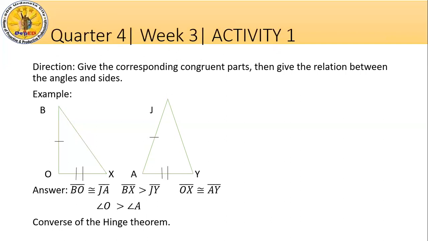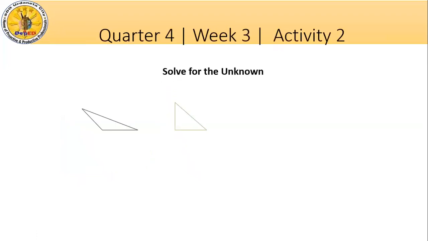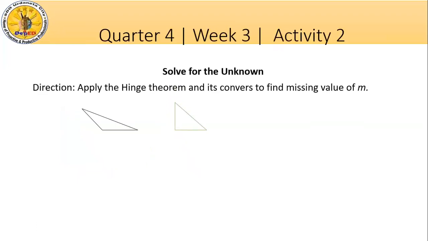Did you understand? Okay. For activity 2, we have solve for the unknown. The direction: apply the hinge theorem and its converse to find the missing value of m.